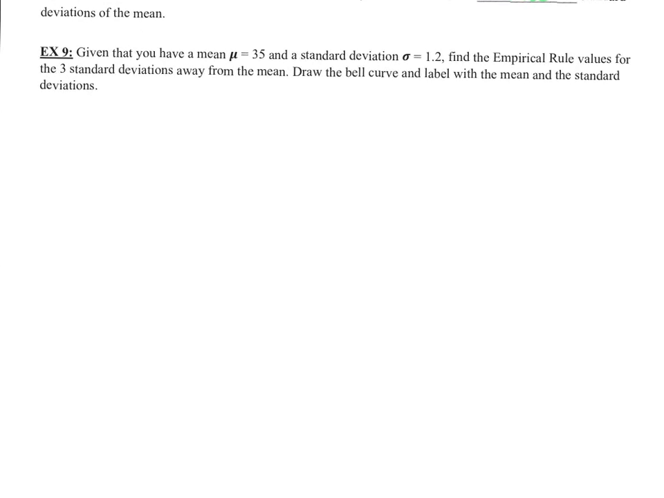Alright, so we're going to go ahead and play around with the bell curve and the standard deviations with the 68, 95, and 99.7 rule. For example 9, given that you have a mean, mu, equal to 35, and a standard deviation, sigma, equal to 1.2, find the empirical rule values for the 3 standard deviations away from the mean. Draw the bell curve and label with the mean and the standard deviations. Alright, so let's see, here's a bell curve.